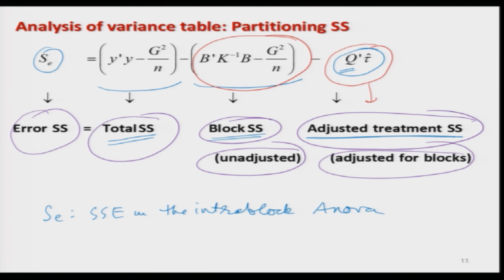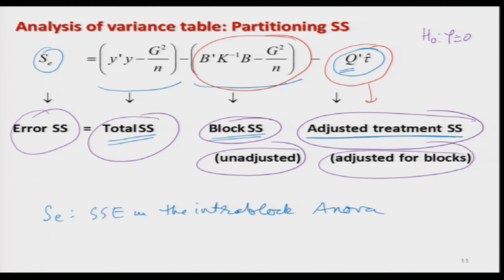So, now you can see here what you have observed. When you are trying to conduct the test of hypothesis for the treatments, then you are obtaining the total sum of squares, which is being partitioned into sum of square due to block, sum of square due to treatment, and sum of square due to error. But what is happening between sum of square due to block and treatment? You are obtaining the sum of square due to treatment as adjusted sum of square due to treatment.